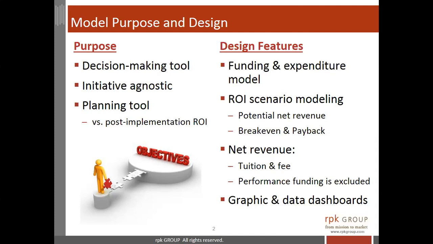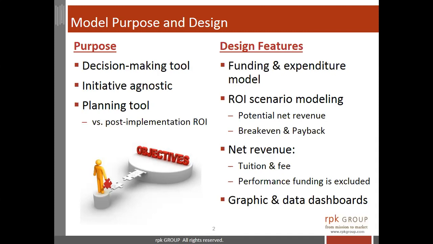So the result is this planning and ROI tool, which is really designed for front-end decision-making. On the planning side, the model looks at expected annual expenditures, as well as funding streams for a particular initiative. So it looks at what the money is spent on, including both personnel expenses and operating expenses, and what the funding plan is, including identifying potential funding gaps.